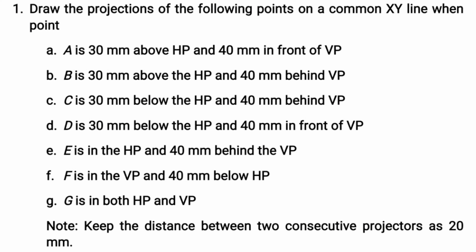40 mm in front of VP, B is 30 mm above HP, 40 mm behind VP, C is 30 mm below HP, 40 mm behind VP, D is 30 mm below HP, 40 mm in front of VP, E is in the HP and 40 mm behind the VP, F is in the VP, 40 mm below HP, G is in both HP and VP. Keep the distance between the consecutive projectors as 20 mm.